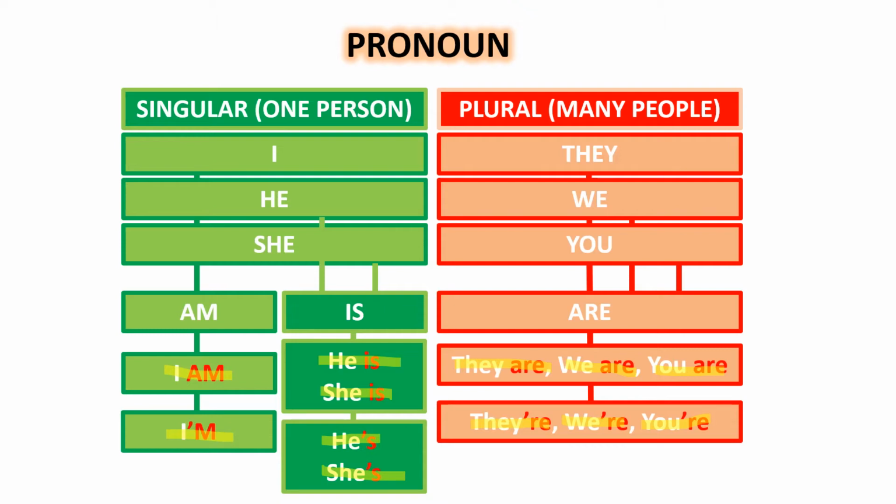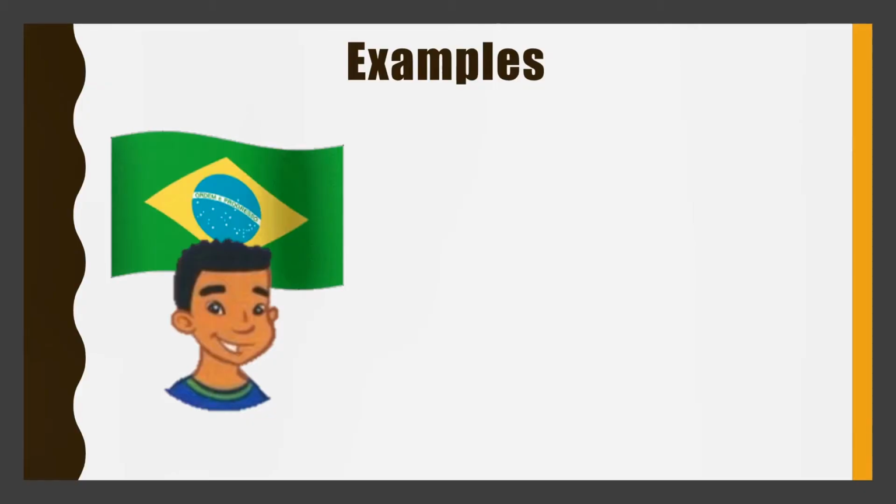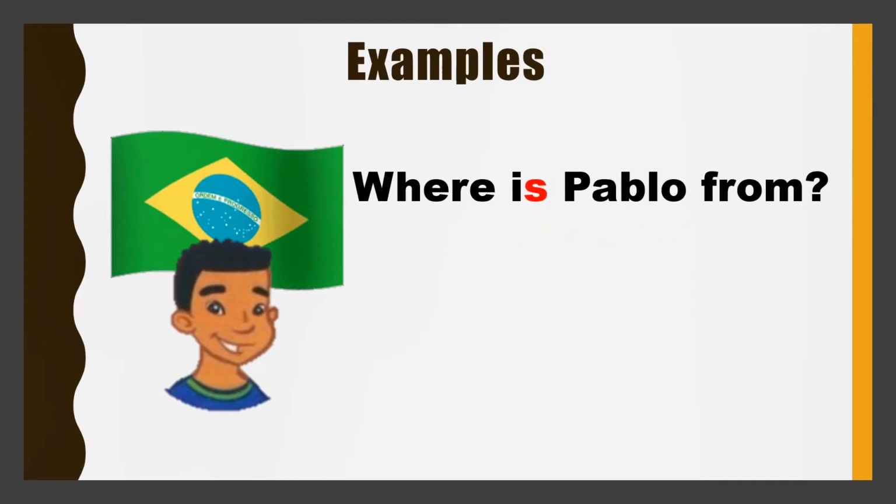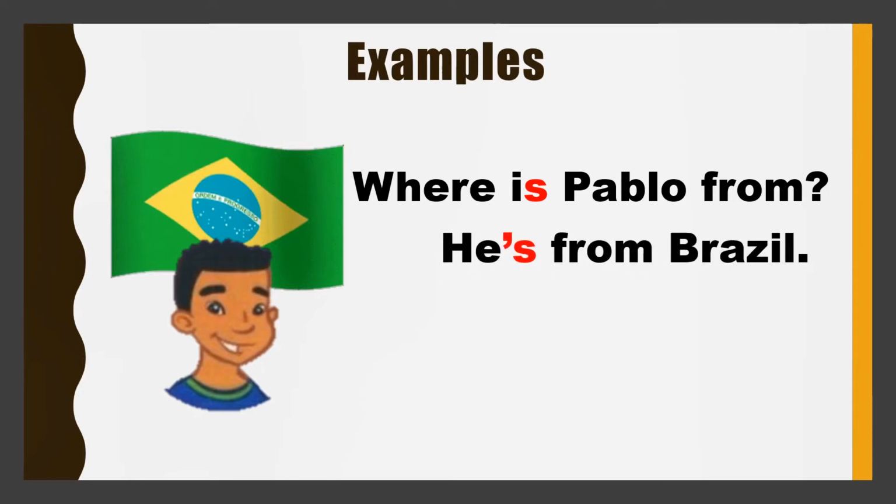Okay, so let's move to examples. Example number 1. Where is Pablo from? He is from Brazil. If you look closely here, where is? How many people? There's only one, so we use is here. Pablo is a boy, so we use he. He's from Brazil. Or you can also say he is from Brazil.